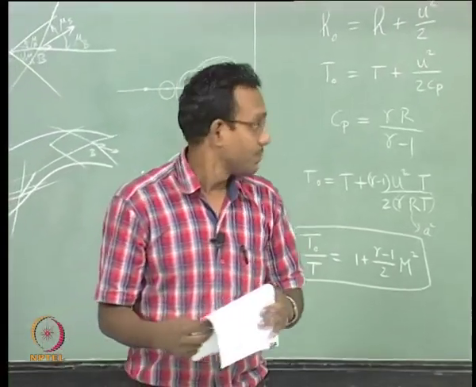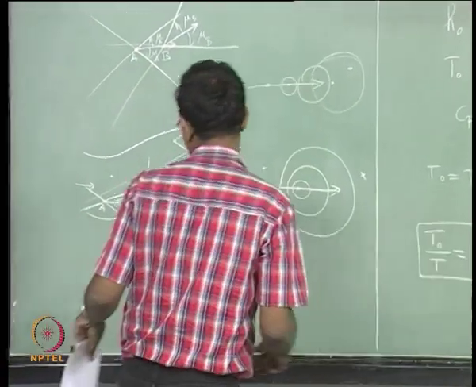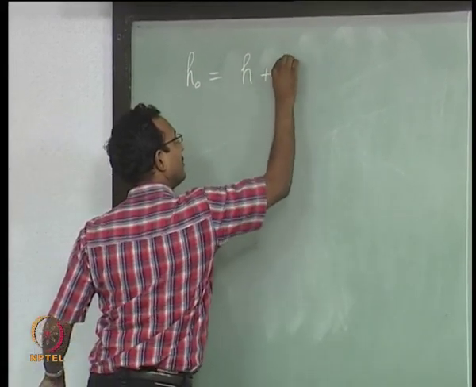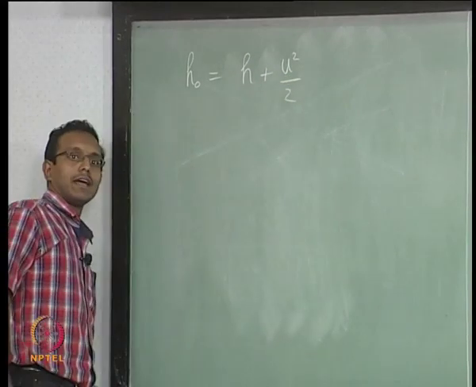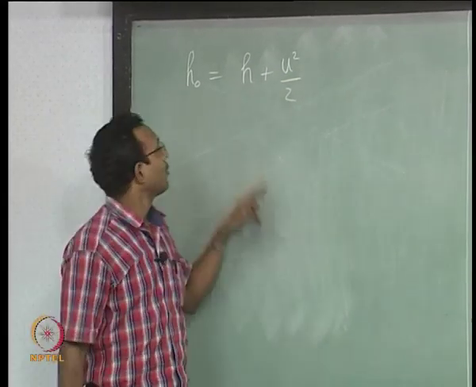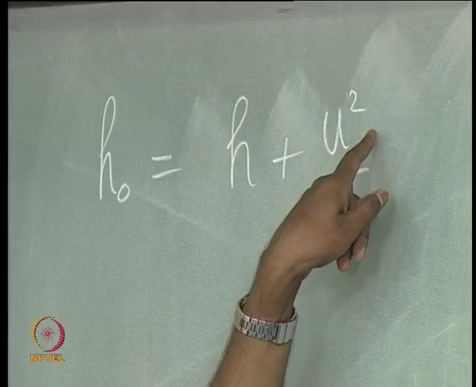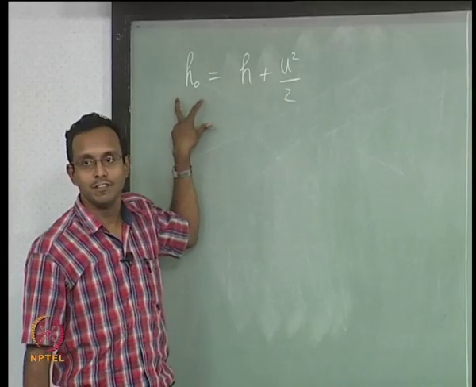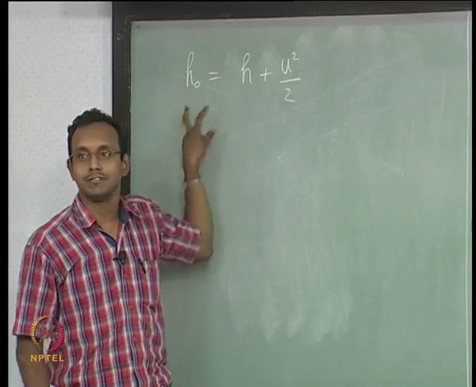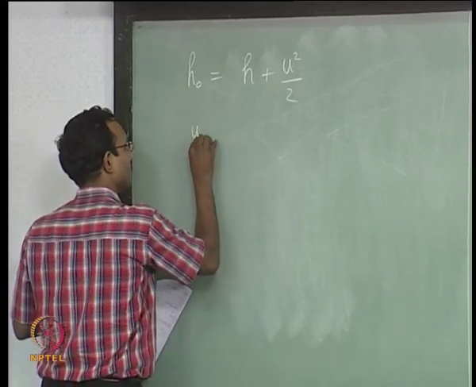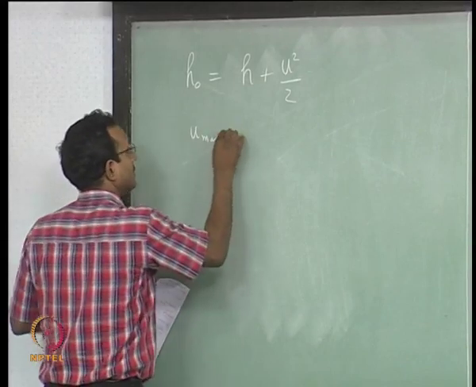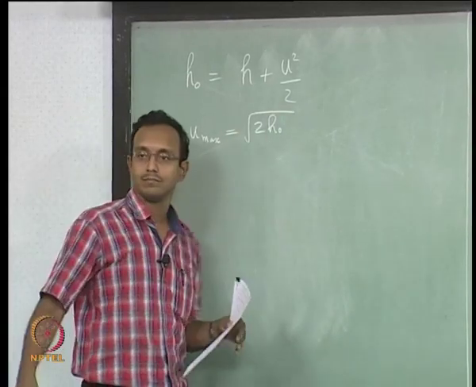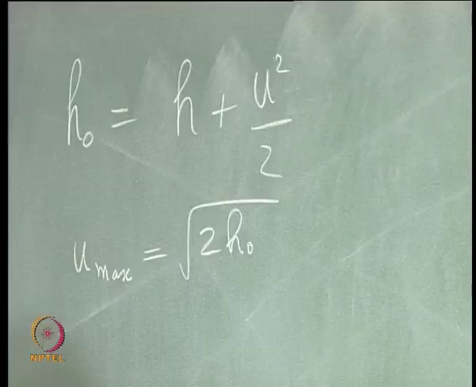Now, there is one more special thing we can look at based on this expression. I am going to pick H naught equal to H plus U square by 2, and I want to say, what if I take all the energy and put it into kinetic energy? That is the maximum energy ever possible for the fluid to achieve with the given total enthalpy, given total energy. So U max is equal to square root of 2 H naught. Are you comfortable with that?